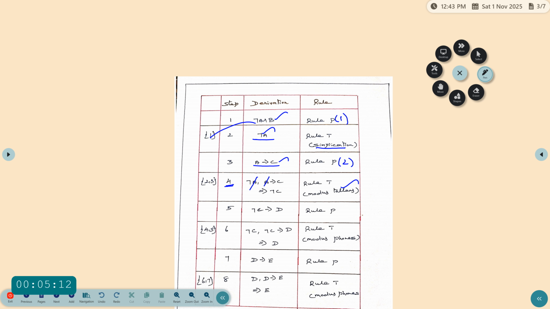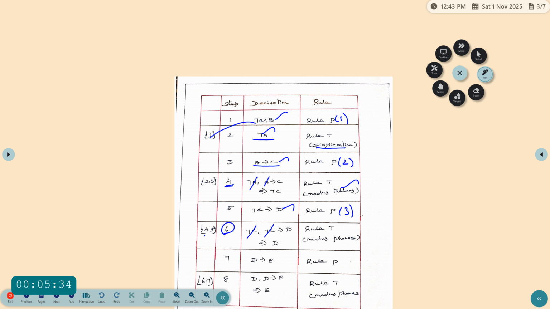Next, introduce the third premise. What is the third premise here? Negation C implies D. The sixth step is derived from 4 and 5. What is 4 here? Negation C, and negation C implies D. Negation C should be cancelled. The remaining is D. This is the modus ponens rule.